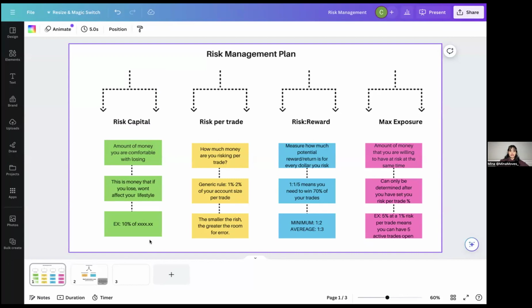Okay, you're going to need to do these little maths. Then we have risk per trade. How much money are you risking per trade? I'm going to give you guys the generic rule. The generic rule is not to risk more than 1% of your full account size per trade. 2% when you start to get comfortable. To be honest with you, in the beginning, I stayed between 0.5% to 1%.